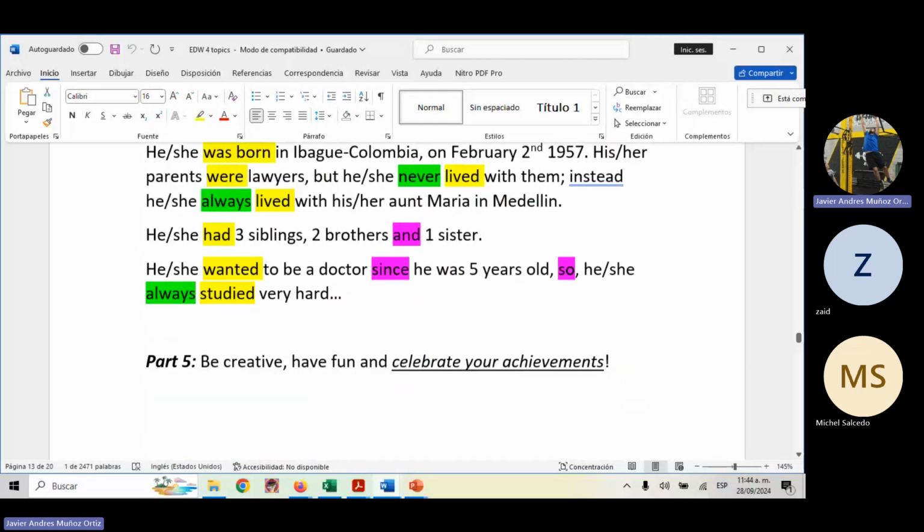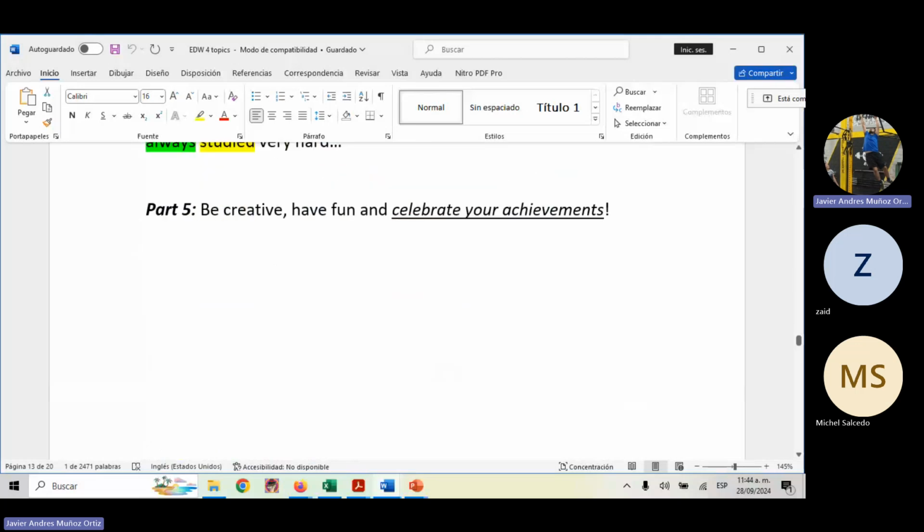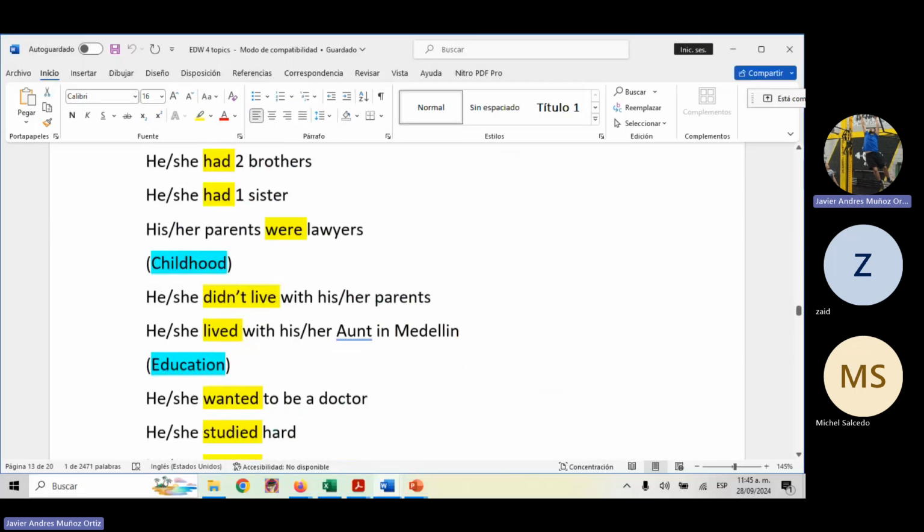Okay? And the 5th step, and in my opinion, the most important step, is for you to be creative, have fun, enjoy the process, and especially celebrate your achievements, because only you know how hard it was to achieve your goals. Only you know the amount of effort you have brought to the table, right? And you know how difficult or hard it has been for you to do something. And I'm not only talking about a text, I'm also talking about your life. Okay? So these are the steps, the suggestions to create a biography in this case, but a text in general.